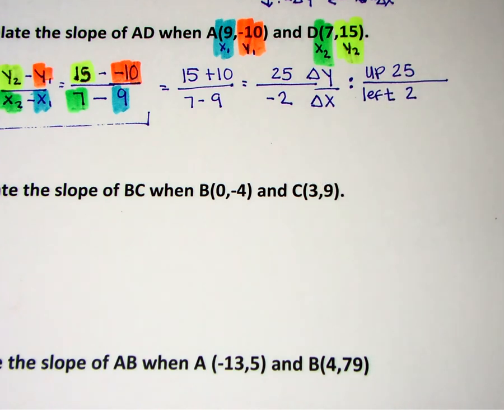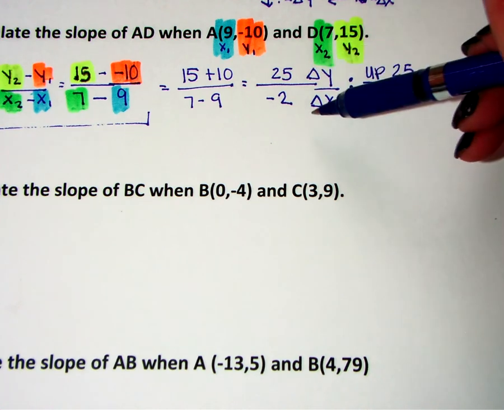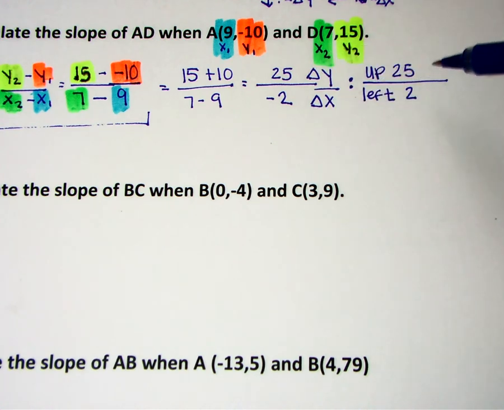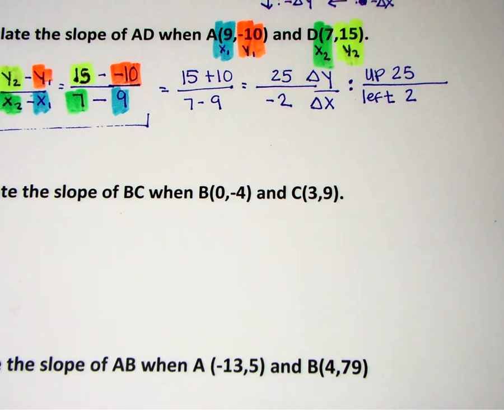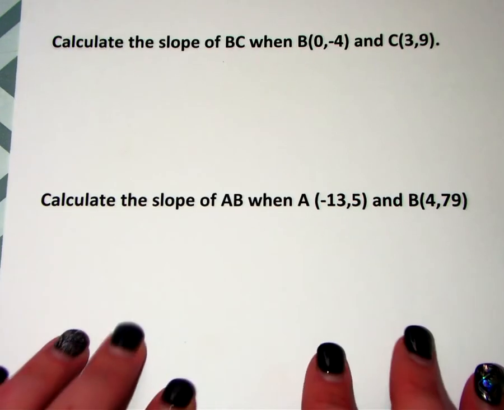So to help you, if you're struggling with slope, take the time to write down what slope means. So 25 over negative 2 translates to up 25, left 2. So that is my slope, 25 over negative 2. Let's try another one. So we want to calculate the slope of BC.